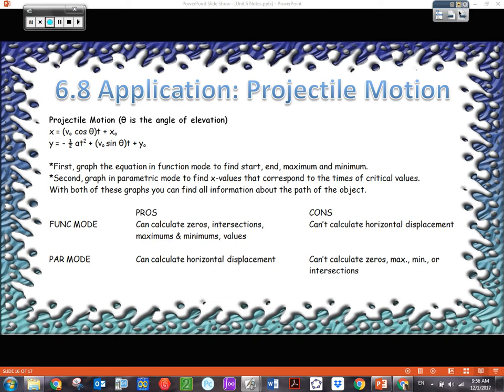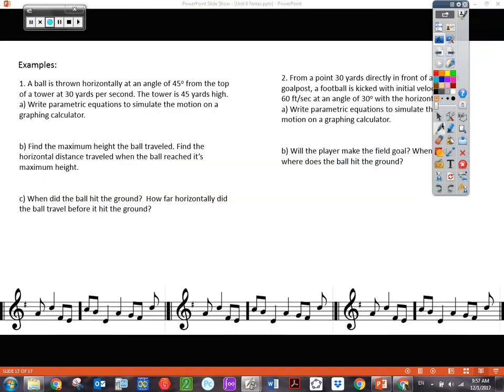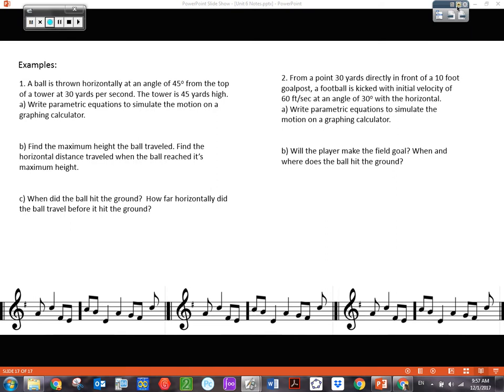So I have a couple of different examples. Let's go to our second page of the slide so we can look at our examples. I'm going to go ahead and write our equations up here, just as a reference for us, because we're going to be writing our equations. Our x equation is v naught cosine theta t, and then plus x naught if we have one. Neither of these problems have an x naught.